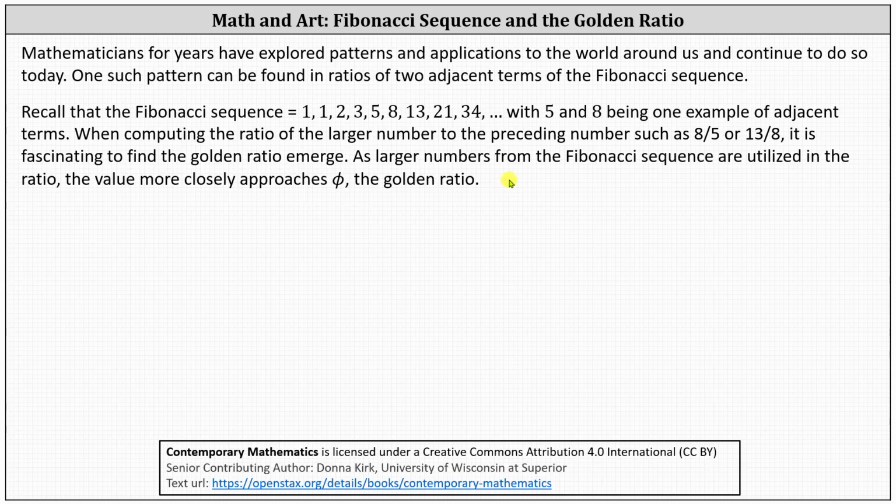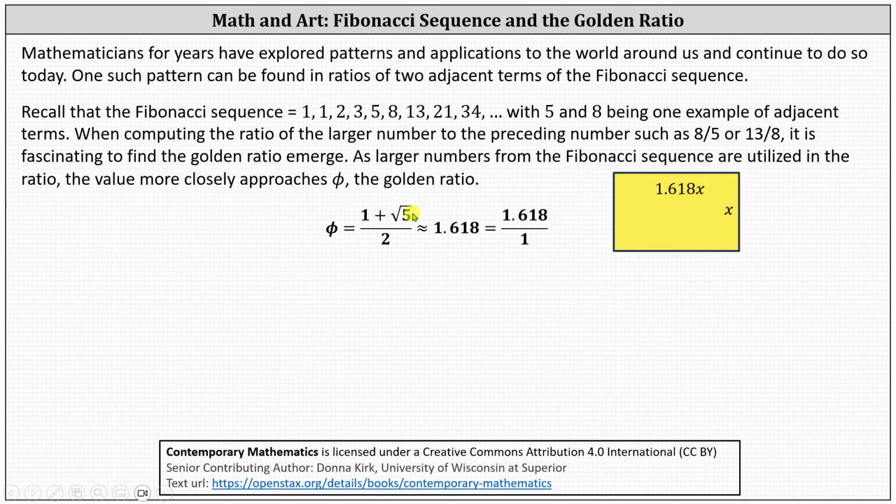the golden ratio. And recall the golden ratio is equal to the sum of 1 and the square root of 5, divided by 2, or approximately 1.618, or as a ratio 1.618 to 1. On the right, we have a picture of a golden rectangle where the ratio of the length to the width is 1.618, or approximately the golden ratio. And this is supposed to be the most visually pleasing rectangle.